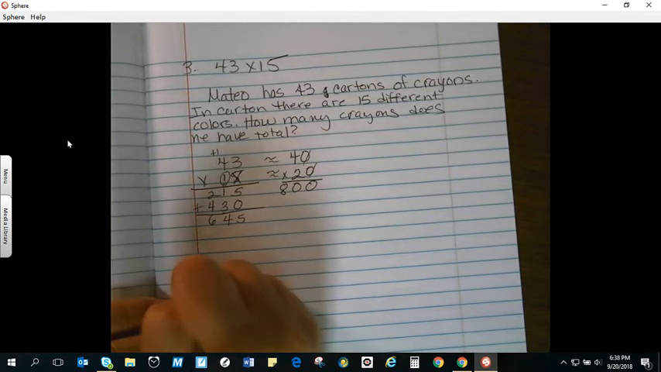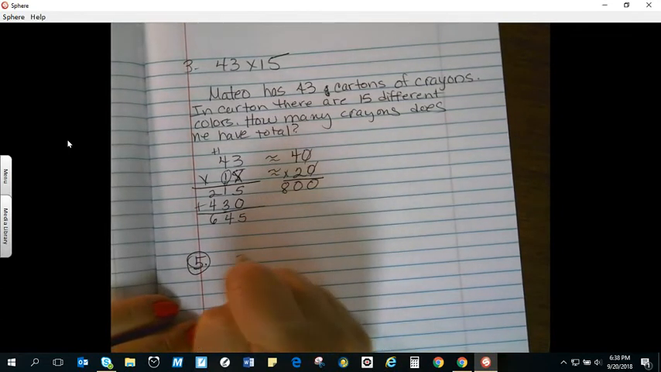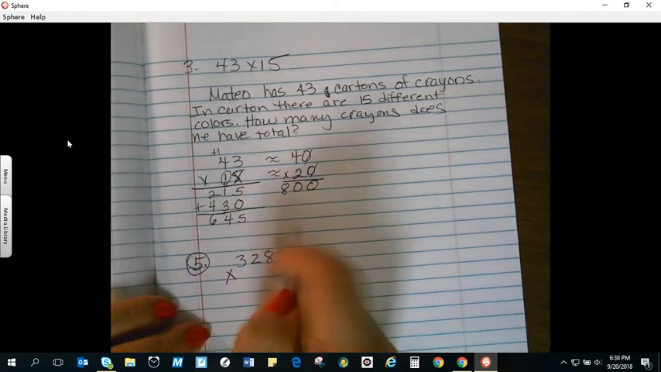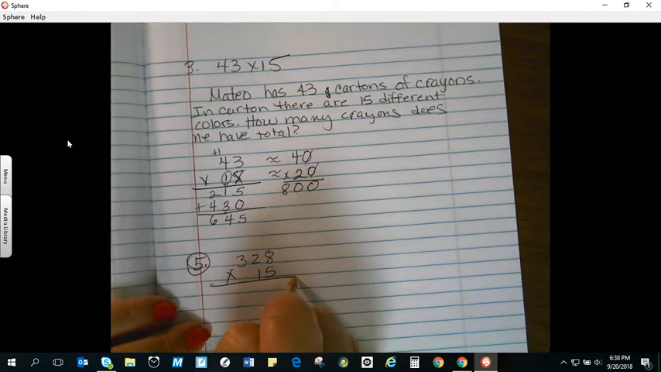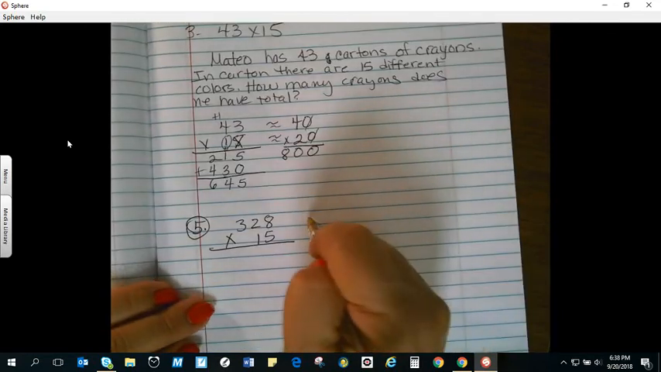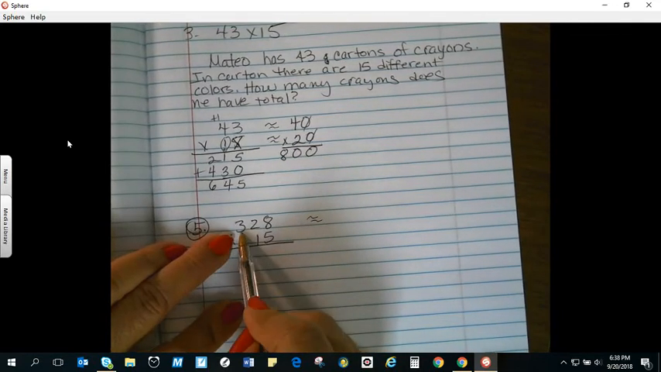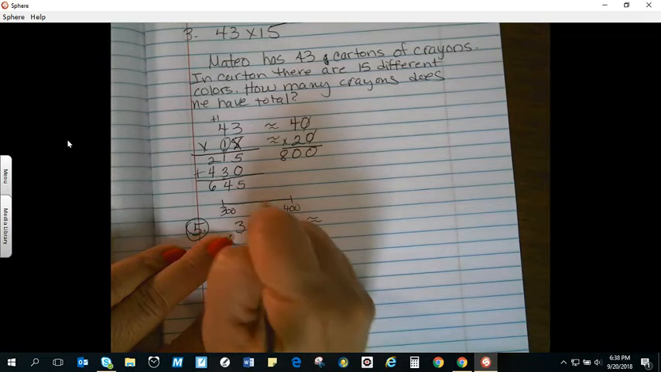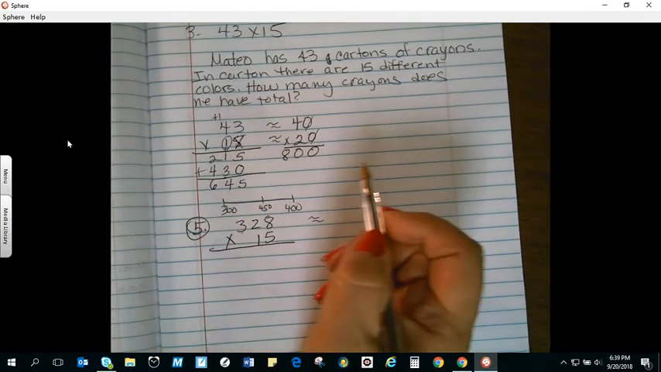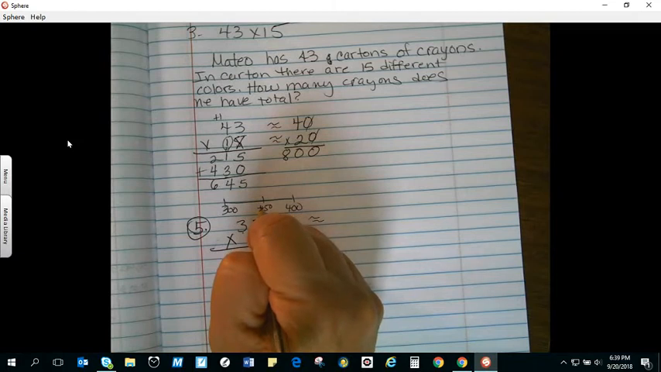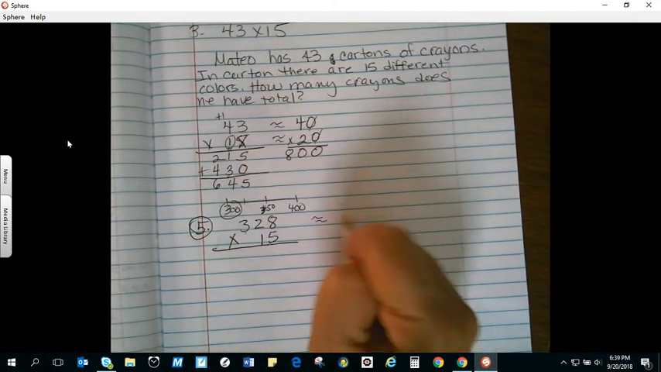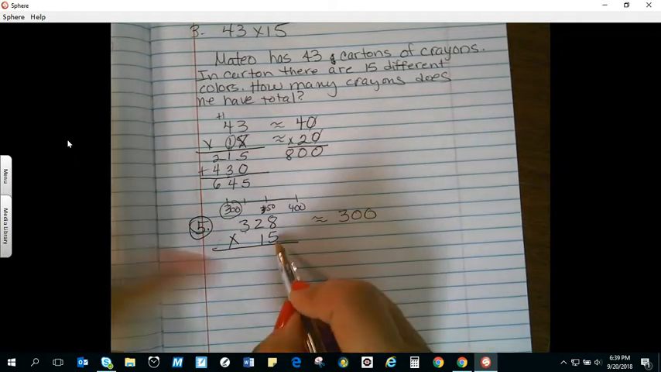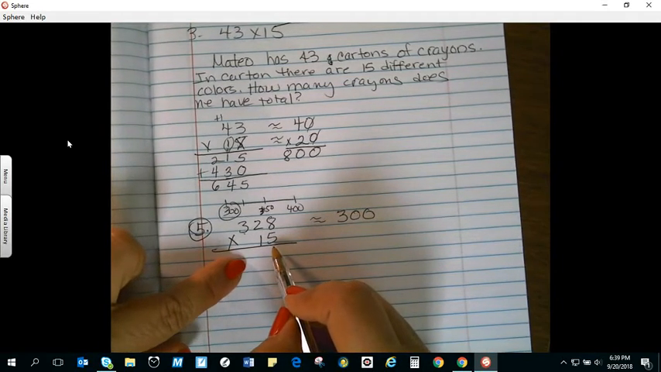Now, I'm just going to go ahead and work out the other problems while you create your own little stories. And number 5 is 328 times 15. Again, I'm going to estimate 300. Is that closest to 300 or 400? So remember, I have 300, 400, and my middle is 350. Sorry, thanks for the catch. So it'll be over here, so it's closest to 300. 15, again, we just went through that. It's going to be closest to 20.